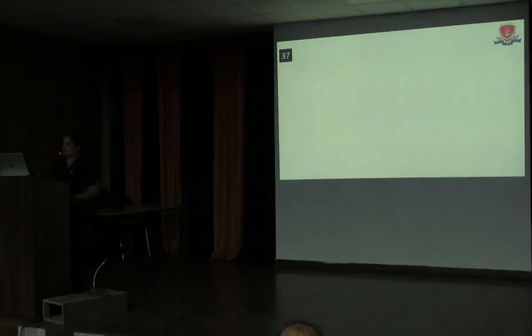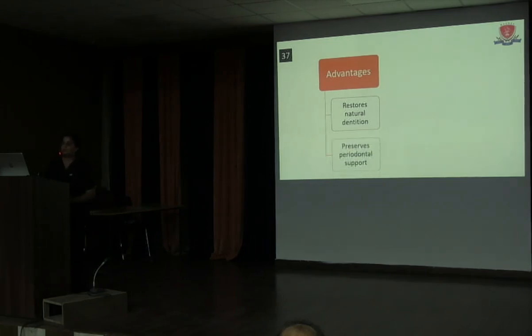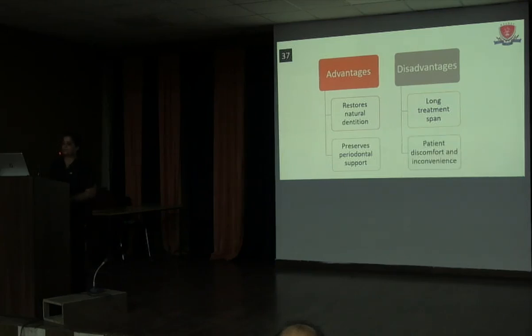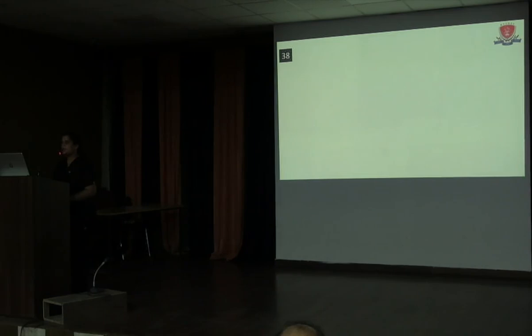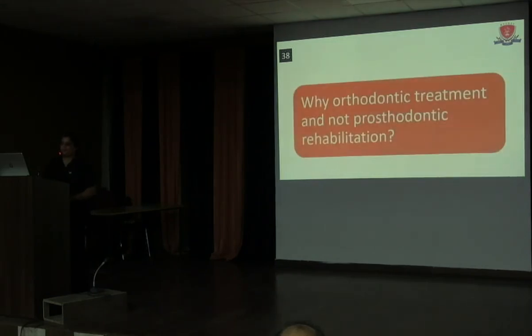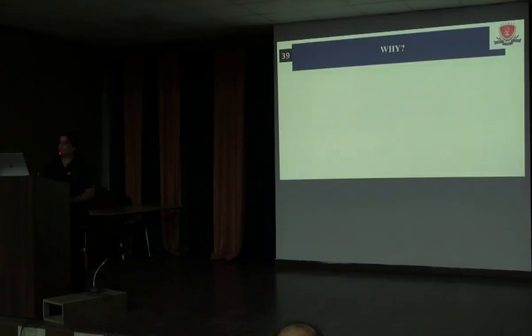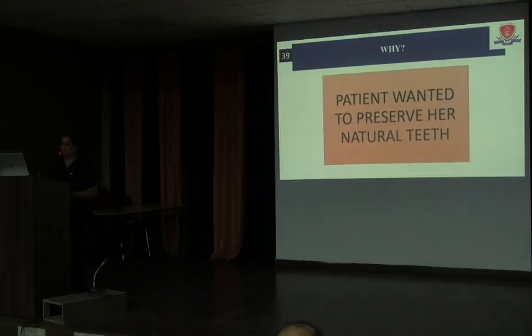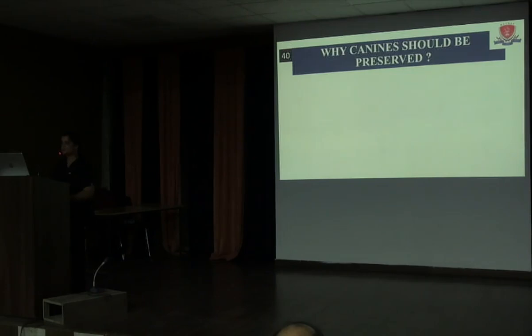The orthodontic treatment has advantages like it restores natural dentition and it preserves the periodontal support, and disadvantages are it has a long treatment span and patient discomfort and inconvenience. So why did we opt for orthodontic treatment and not prosthodontic rehabilitation? The first reason is the patient wanted to preserve her natural teeth. Now the question arises, why should canines be preserved?